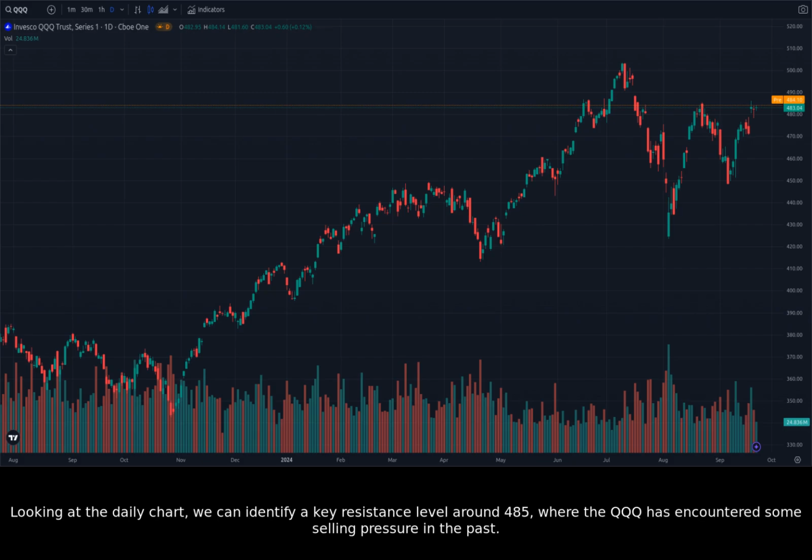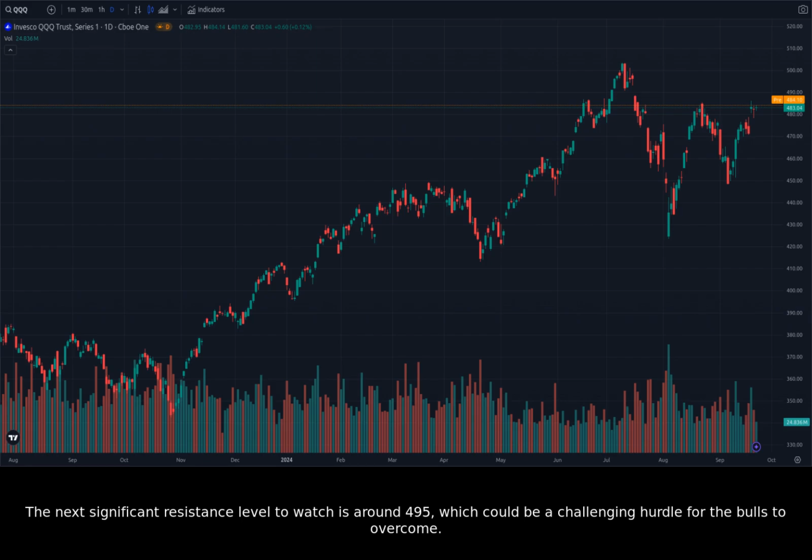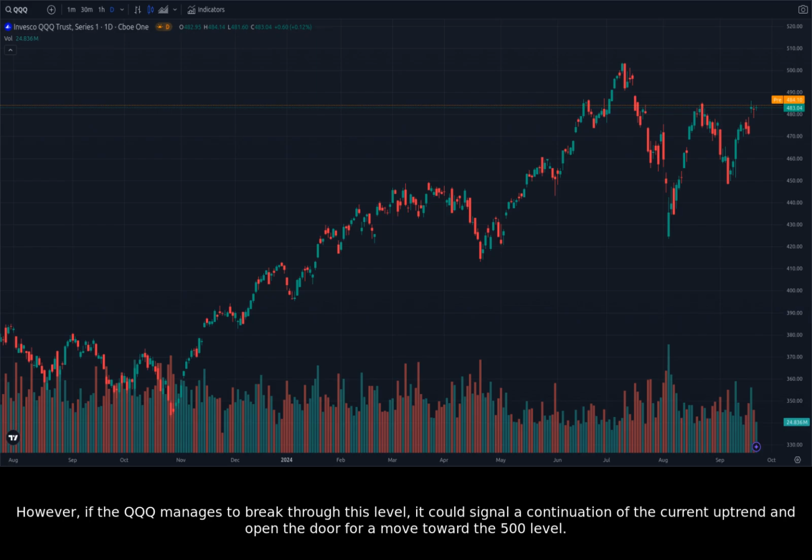Looking at the daily chart, we can identify a key resistance level around 485, where the QQQ has encountered some selling pressure in the past. However, the recent bullish momentum has pushed the price through this level, suggesting a potential breakout and further upside in the short term. The next significant resistance level to watch is around 495, which could be a challenging hurdle for the bulls to overcome. However, if the QQQ manages to break through this level, it could signal a continuation of the current uptrend and open the door for a move toward the 500 level.